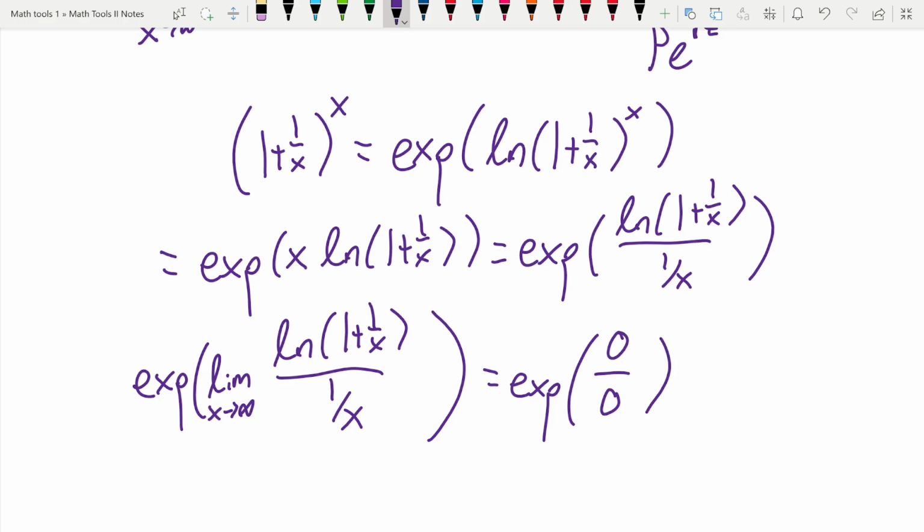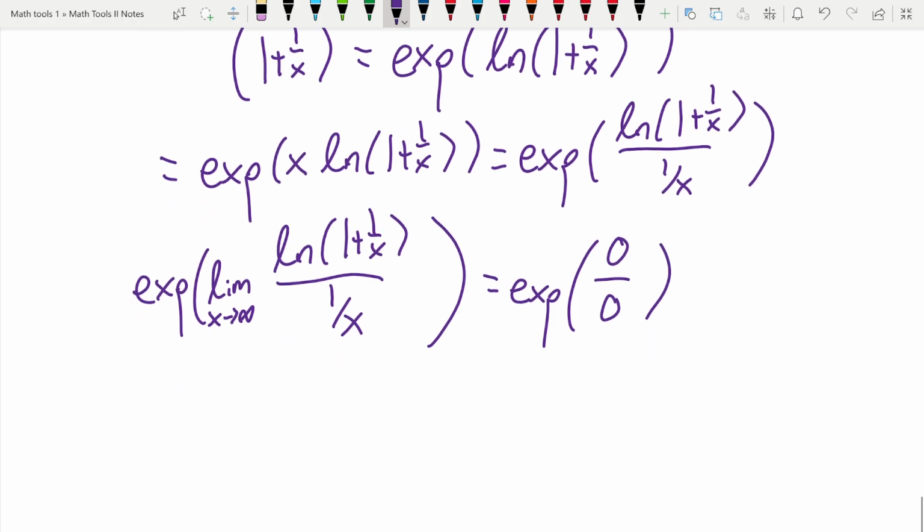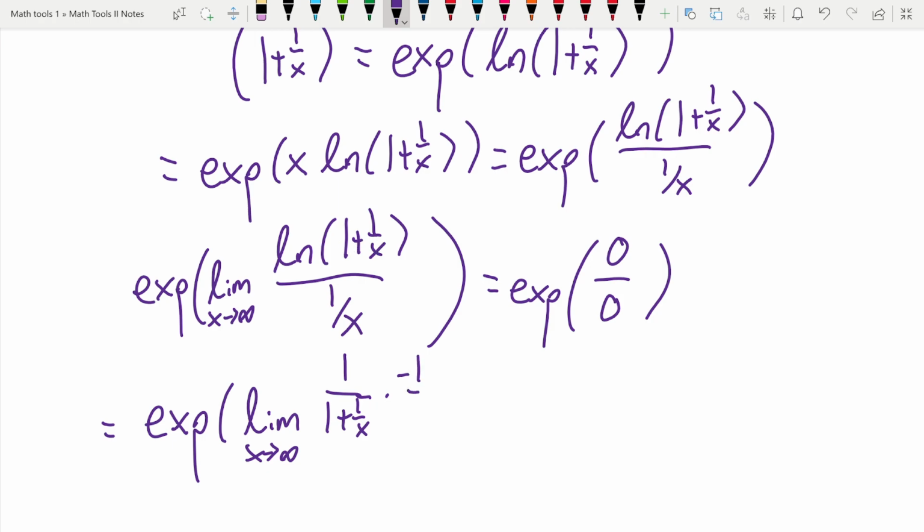So we can apply L'Hopital's rule in the exponent. So we get the limit as x goes to infinity of the derivative of this. So this is going to be 1 over (1 + 1/x). And then via the chain rule, we have the derivative of the inside, which is the derivative of 1/x, because the derivative of 1 is 0. So negative 1 over x squared, over the derivative of that, which is negative 1 over x squared. So these cancel, making this a little nicer.